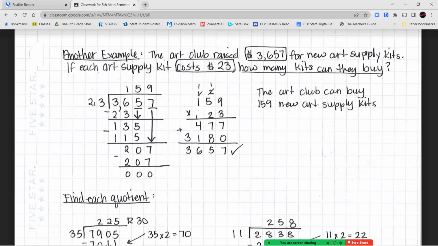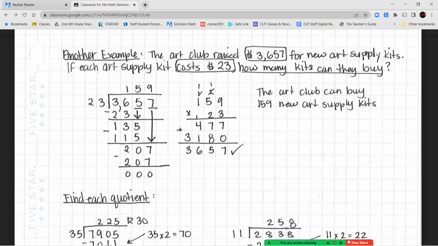So we know that 23 does not go into 3 by itself. So let's think about 36. We'll use the next digit after it. 23 goes into 36. There's only one group of 23 in 36 because two groups would be 46. So that wouldn't work. So 23 times 1 gives us 23. We subtract that from the 36. We end up with 13.